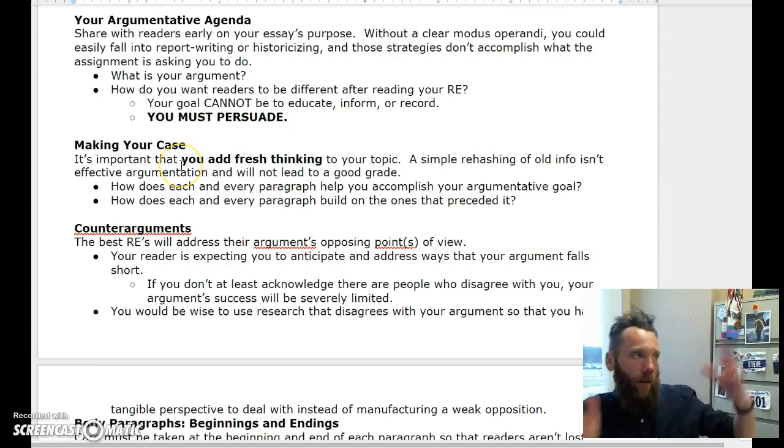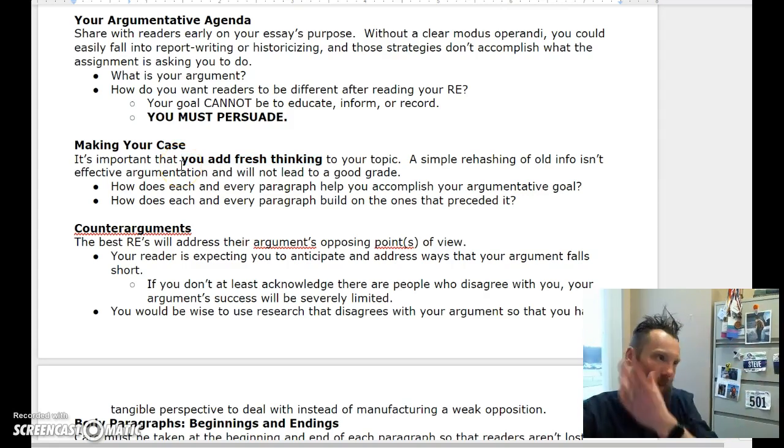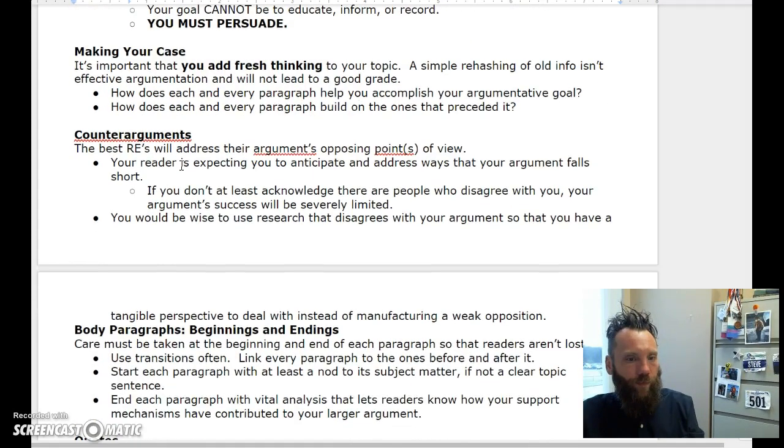So if you just say, well, some people have said this and some people have said this, and I'm kind of with one set of the other people, that's not really an argument either, or at least it's not a fresh argument, because you're just repeating all the things that have already been said, and that's way too simplistic. All right, so you need to think about how each and every paragraph will help you succeed in your argumentative goals. And if this whole paragraph is, I just thought maybe a quick history.